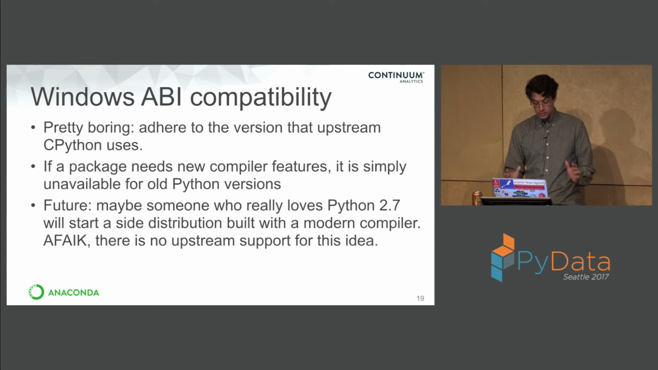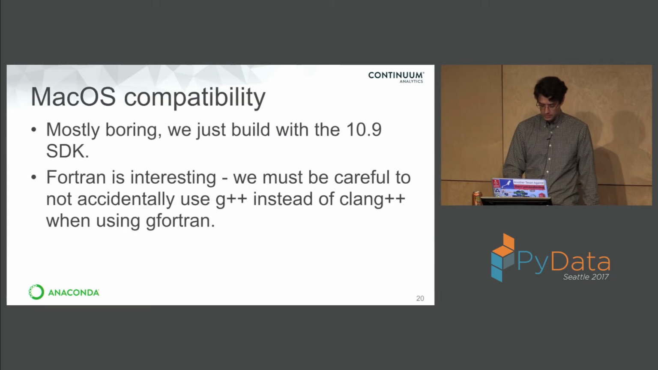So on Windows, it's really boring. We just follow upstream. And so upstream says Python 2.7 is built with Visual Studio 2008. That's what we do. And as a result, we can't support things that are done with C++11 for Python 2.7 on Windows. So in that case, we sometimes patch packages to remove C++11. There's some idea, it's been a really hotly debated thing, to build Python 2.7 with a different compiler, but it's really hairy and there's really not much support from upstream. So that doesn't seem like it's going to happen anytime soon.